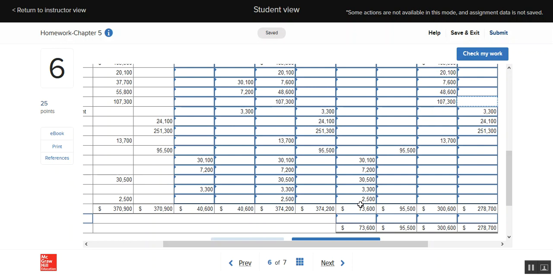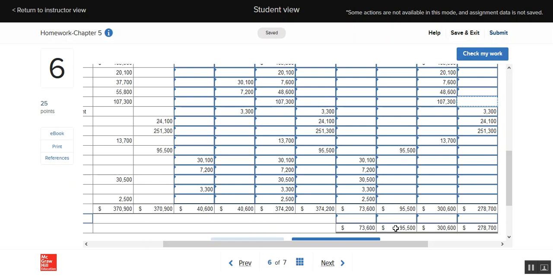So let's see, we take $95,500, and that's our revenue, subtract out $73,600, which is our expenses, we know that we had a net income of $21,900. And I know it's a net income because the money we brought in is more than the money we spent. If this side was bigger, if we spent more money than we made, we would have a net loss.